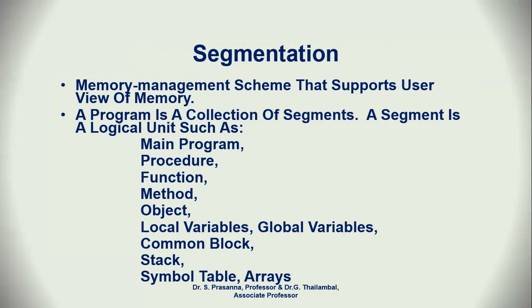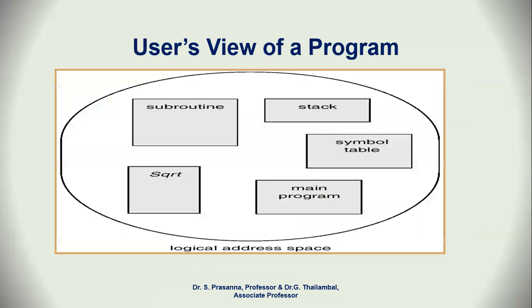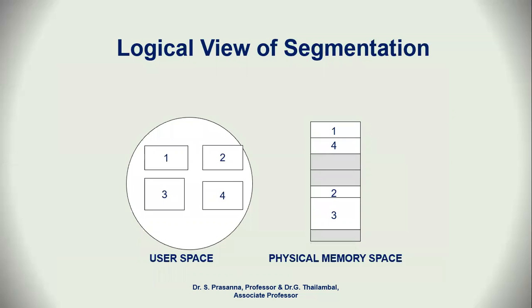The main program is a segment. Procedure 1 is a segment, procedure 2 as well. So whatever number of procedures you use, each becomes a separate segment. So this is the user view of a program: the logical address space which contains the segments of your program. You can see that square root is a function used in your program, and it is a separate segment. The main program is a separate segment. The symbol table and stack used in your program will be separate segments. A subroutine, which is a function that does not return anything, is also a separate segment. So that is the logical view of segmentation.